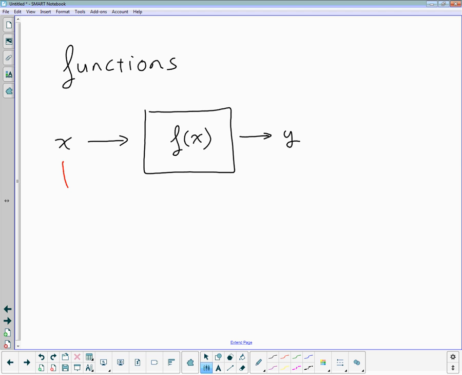All right, so this is my input variable. This is what we call the independent variable. It's independent because it can be whatever I want it to be, most of the time. Sometimes there are values that aren't allowed, but we'll get there later. Here, this is the dependent variable. It's dependent because its value depends upon what you gave the function in the first place.